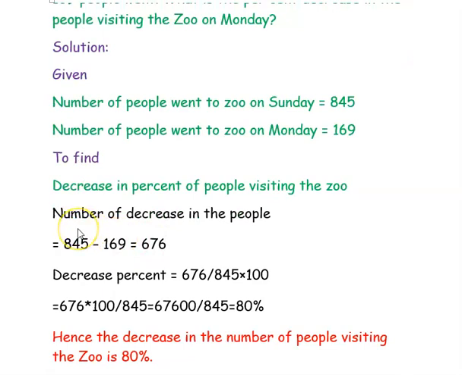Okay. So now first we will see the number of decrease in people. Sunday it's 845, Monday it's 169. So 845 minus 169 is 676 people, right? Now we have to find the decrease percent. That is 676, the number of people decreased, divided by the people on Sunday, that is 845, into 100. If you simplify this, 676 into 100 divided by 845, you will get 80%. So the decrease in percent in the number of people visiting the zoo is 80%.